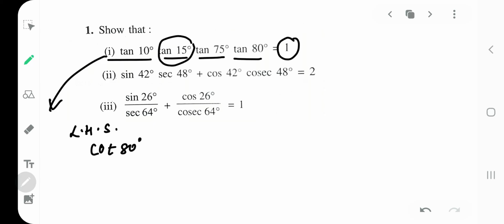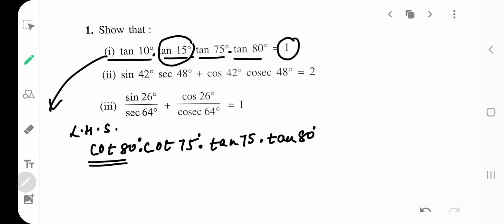For tan 15, can I write cot 75? In between there is no sign of operation. Shall we put multiplication? For tan 75, I'll put tan 75. For tan 80, I'll keep it tan 80.